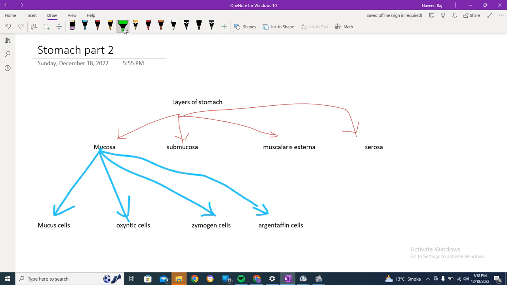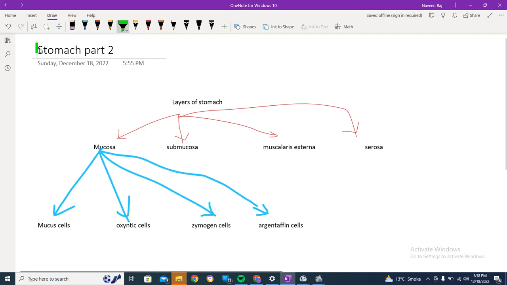We have discussed part 1, the overview of the stomach. If you haven't checked out that video, do check that out, because we got some very basic and important information about the stomach in that video. This is a series on the stomach in which we will be discussing all the concepts of the stomach.